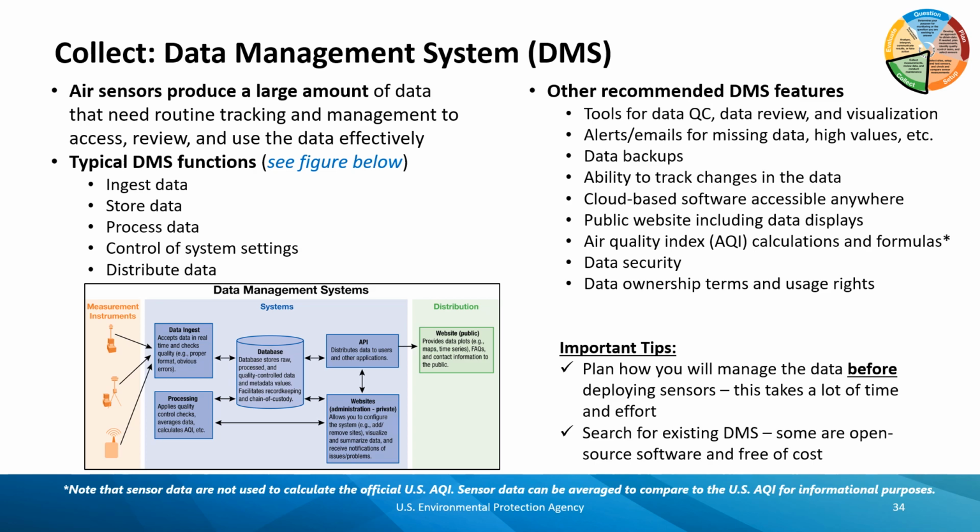Some existing data management systems utilize open source software free of cost, while others have cost structures that depend on data volume or access. We recommend data management system features such as tools for data quality control, review and visualization, automated alerts and emails for missing data, regular data backup, the ability to track changes in firmware, metadata, and/or data manipulations, U.S. Air Quality Index calculations and formulas, data security, and data ownership terms and usage rights.